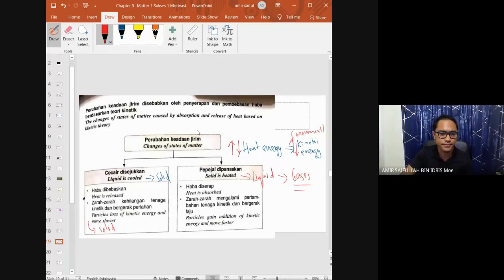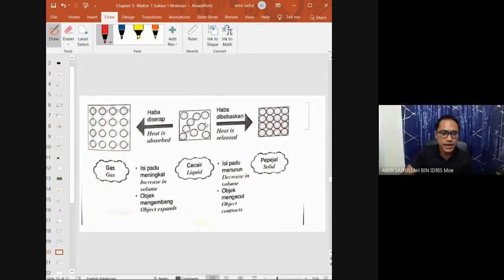Okay guys, can? Okay. So like this, this is a liquid. So when heat is absorbed, it turns into what? Heat is absorbed. Oh, why does it look strange? Heat is released. Correct. So when heat is released, it has no kinetic energy, so it becomes close to each other and form a solid.